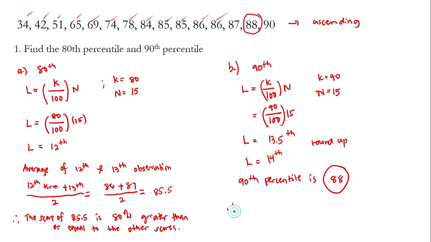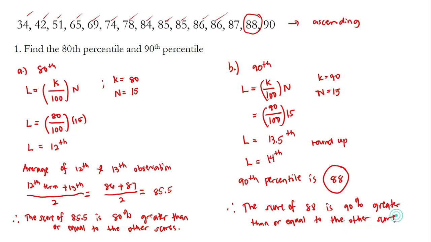And what can we conclude? So the score of 88 is, again, 90th percentile, is 90% greater than or equal, because it could be, say for example, all of you got 88 or below you, 88 also. So that is why we can say that greater than or equal to the other scores.